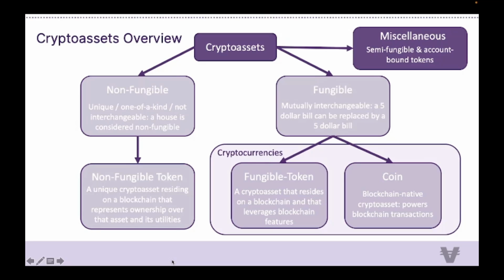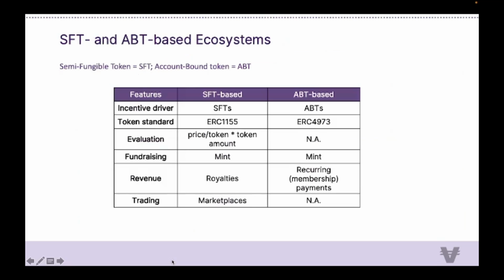So this is an overview of the tokens that we will cover. We already have covered non-fungible tokens and fungible tokens, and today we will cover the miscellaneous category, which consists of the semi-fungible and account-bound tokens. So to give an overview of the different ecosystems that arise from these types of tokens, starting with a semi-fungible token-based ecosystem.